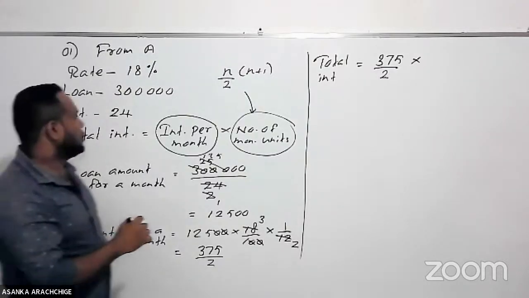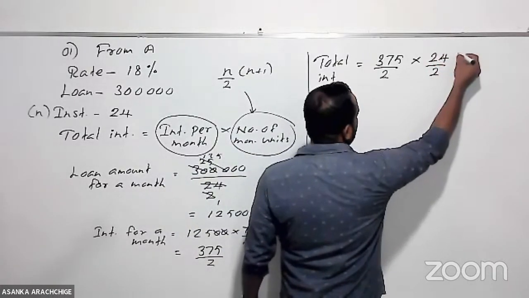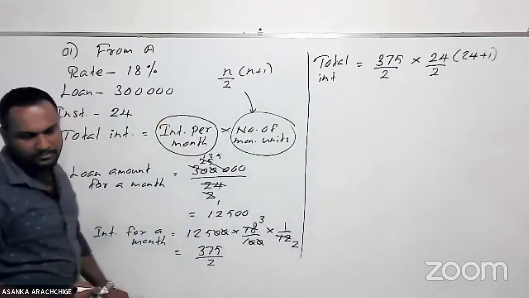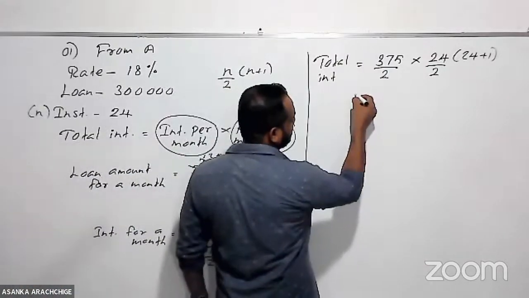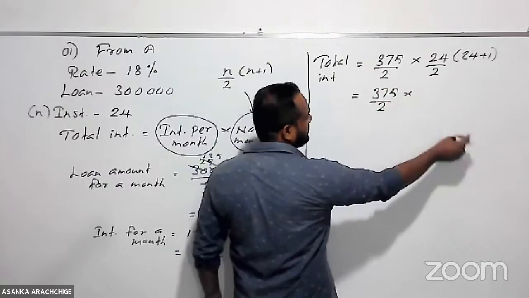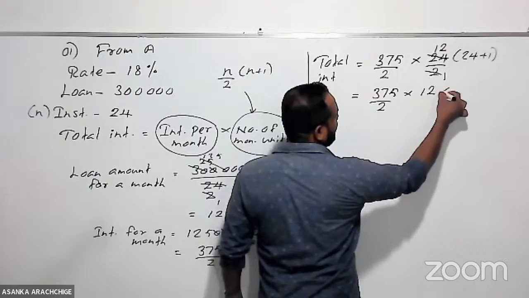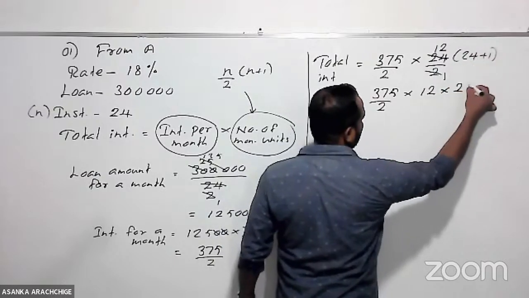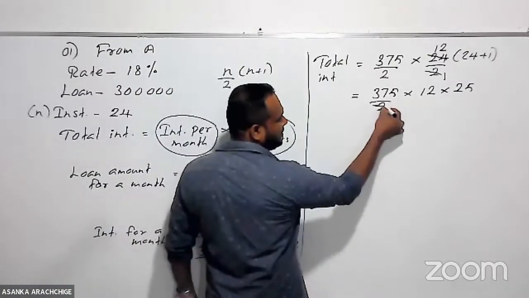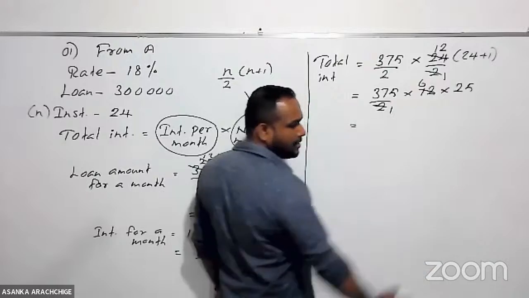Right? Then 24 upon 2, n upon 2 times n plus 1, 24 plus 1. Is that clear? Right. Then 375 upon 2 times 12 times 24 plus 1, 25. Clear? Now you can simplify further. 2 times 6 is 12. 6 times 25 is 150.